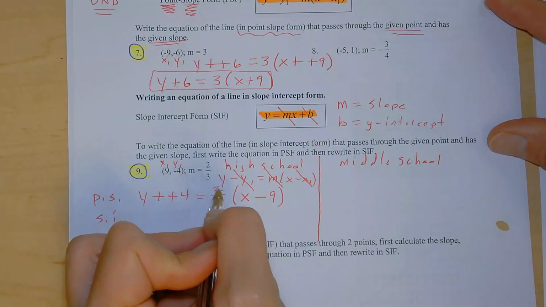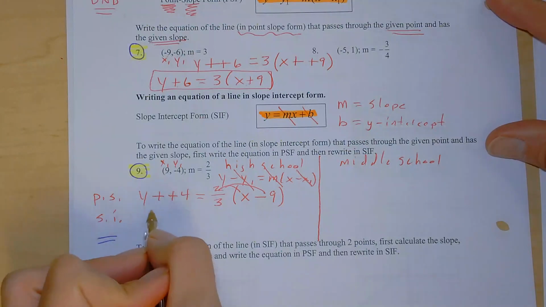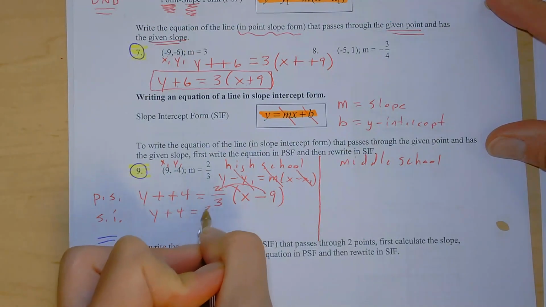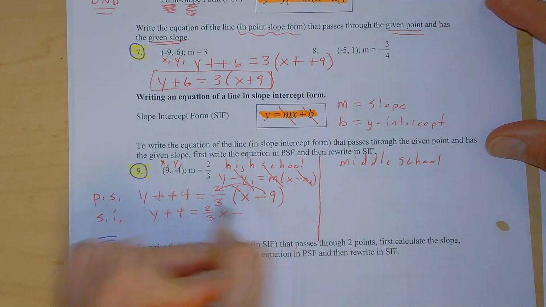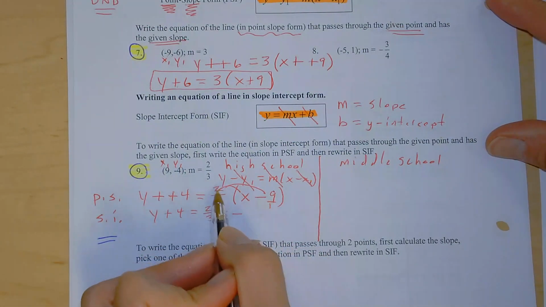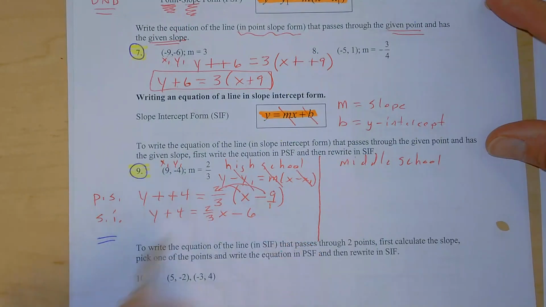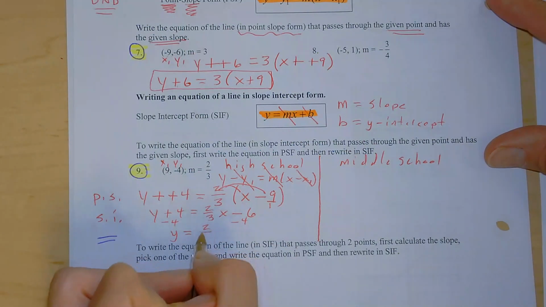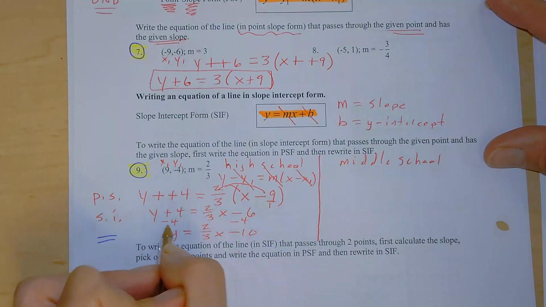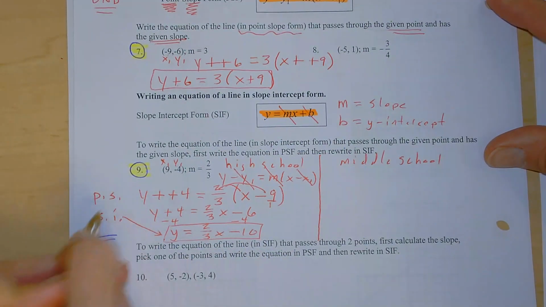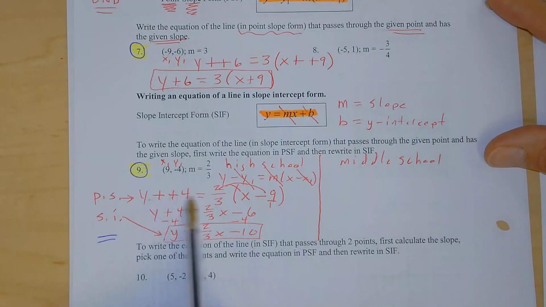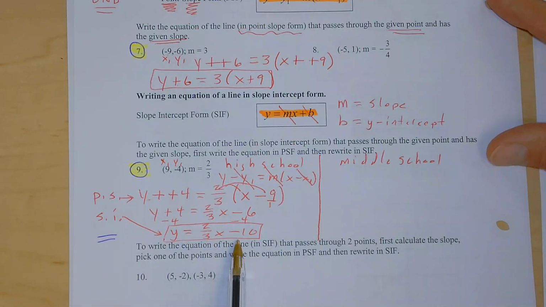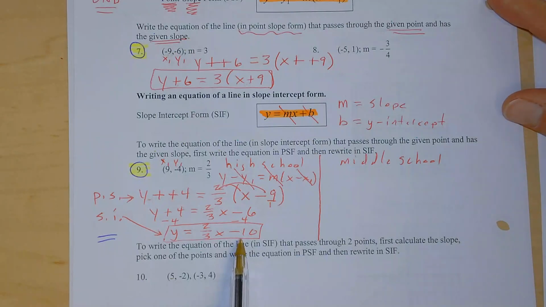So to do that, we are going to distribute first. So we're going to get y plus 4 equals 2/3 x minus, that's going to be an 18 over 3, which is going to be a 6. So we're going to have a minus 6 in the back when we distribute the 2/3, and then we're going to subtract 4. So we're going to get y equals 2/3 x minus 10. Now I am in slope intercept. So check out, I went from point slope and I changed myself into slope intercept, which is usually what we do. We want them in slope intercept, but those are the two forms.